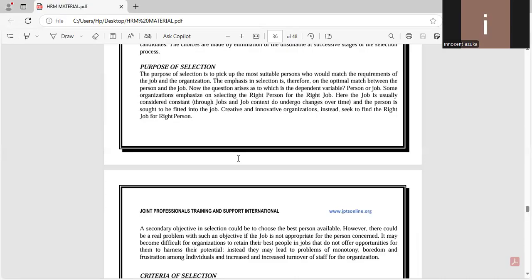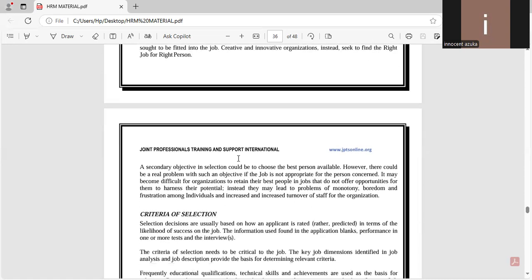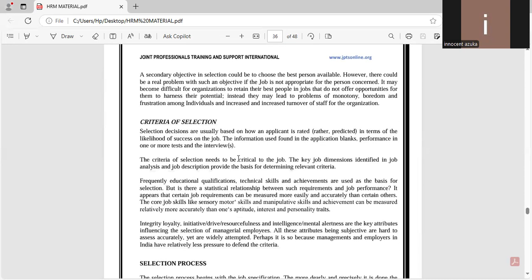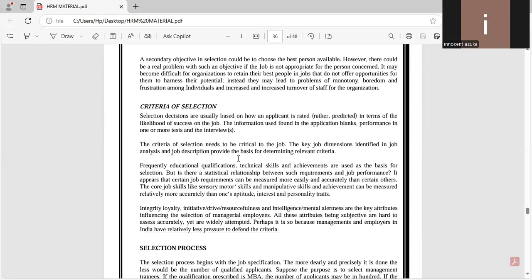Some organizations emphasize selecting the right person for the right job. We must also find the right job for the right person. So criteria in selection include being based on the needs of the job.